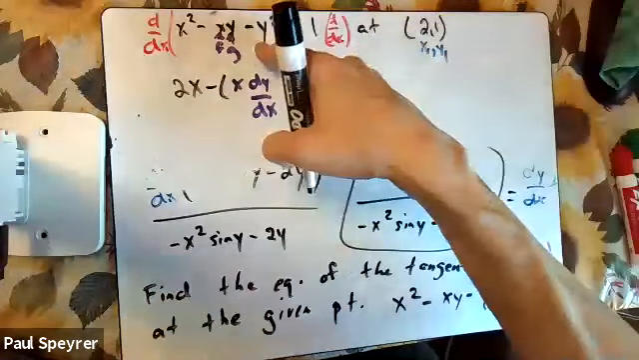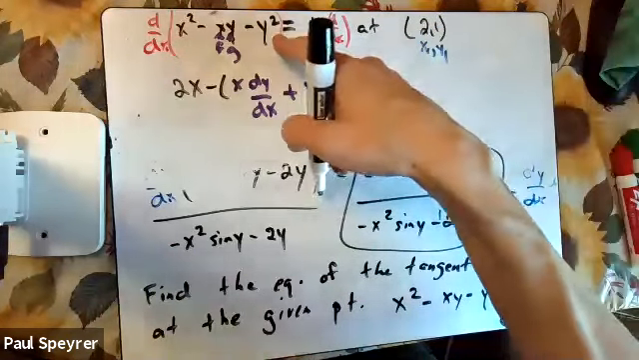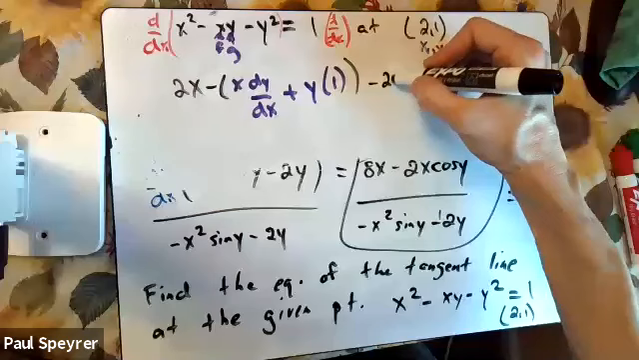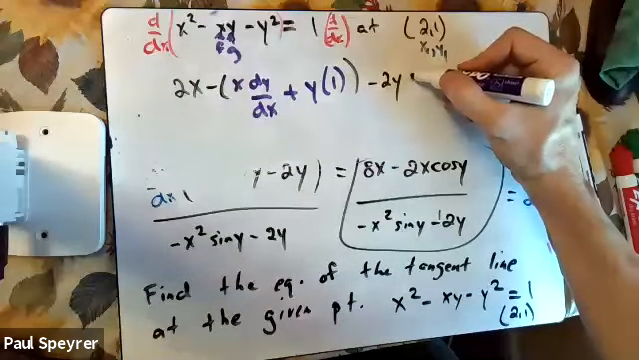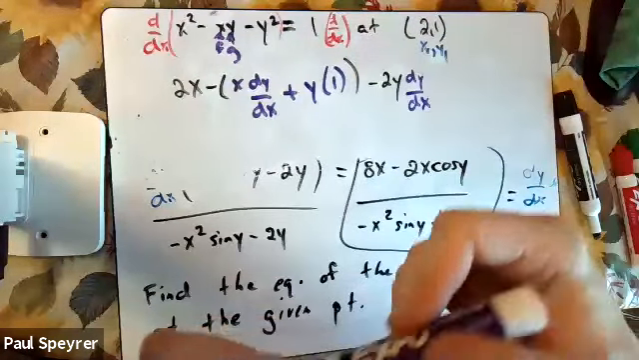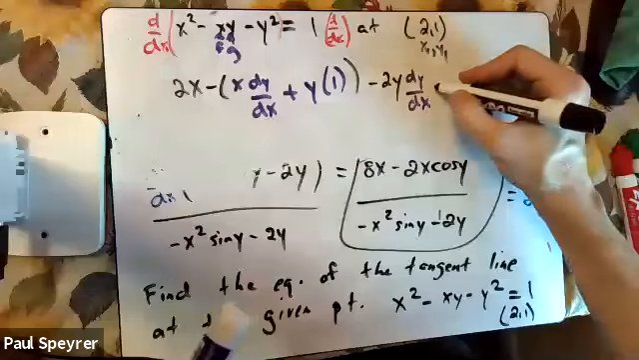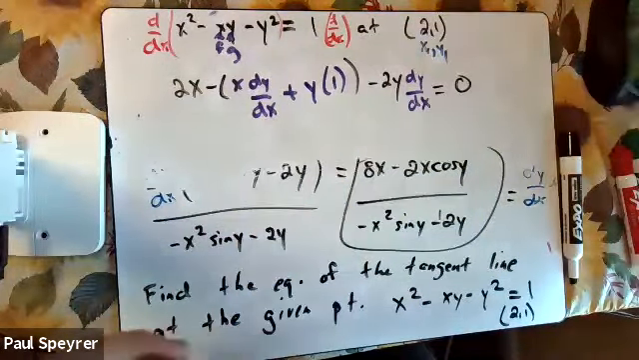Now we go on to the minus y squared. When we take the derivative of that, what do we get? Well, it's going to be 2y. We need to chain that y out. So the derivative of y with respect to x is dy dx. And then equals 0, right? Derivative of a constant is 0.